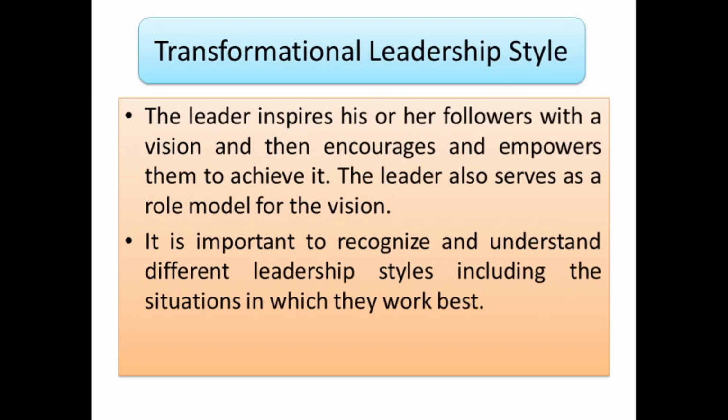And the last one is transformational leadership style. The leader inspires his or her followers with a vision and then encourages and empowers them to achieve it. The leader also serves as a role model for the vision. It is important to recognize and understand different leadership styles, including the situations in which they work best.